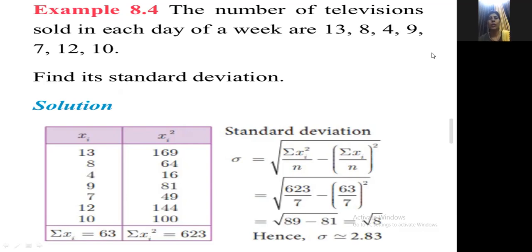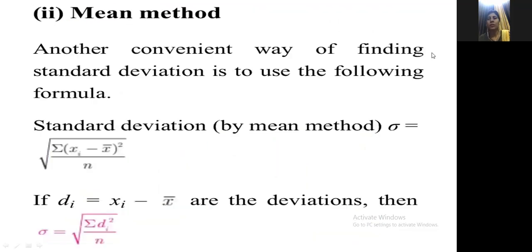This is the way we can find the standard deviation for ungrouped data. It is ungrouped data as frequency is not given. So let's move to the next, how to use the other methods. The second is the mean method. As the name says, in the mean method we just find the difference by the mean.